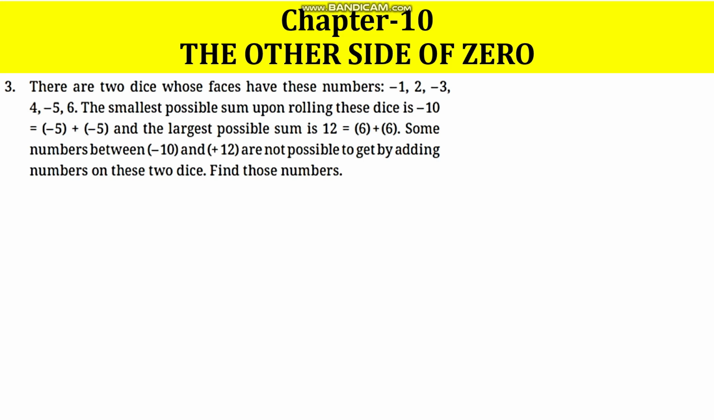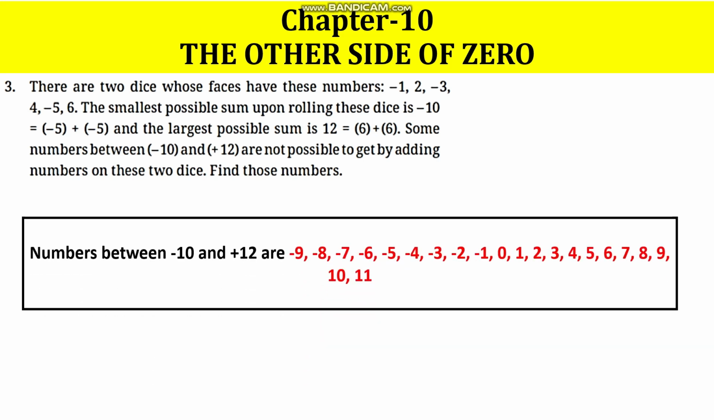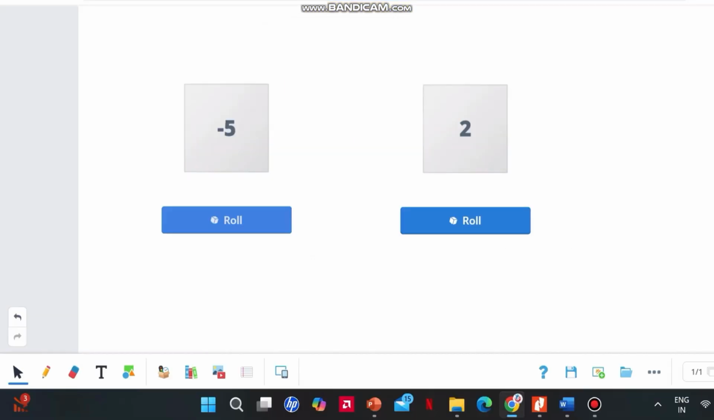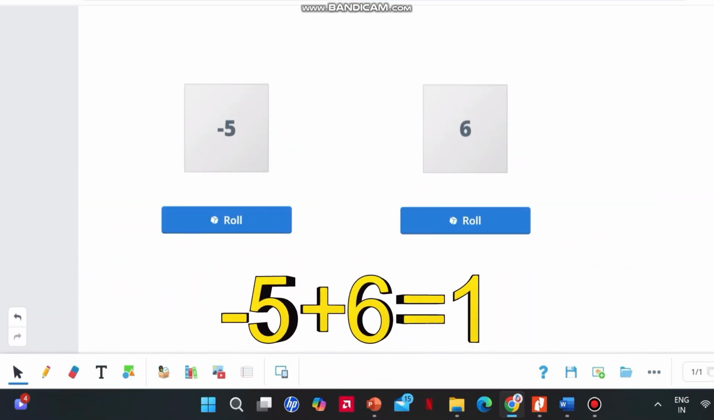So let's play a game, my dear students. First of all, we can see the integers between -10 and +12, all of which you can see on the screen. Now let's roll. Suppose we roll and get -5 and 6. The sum will be 1.